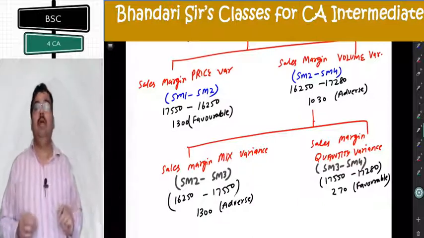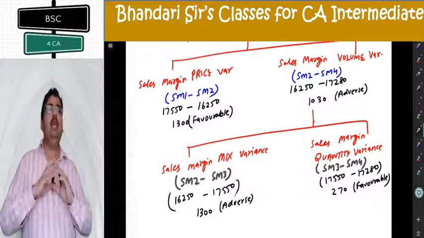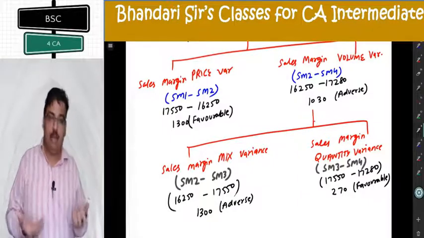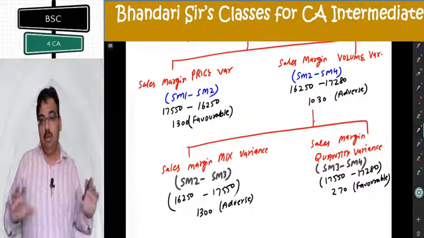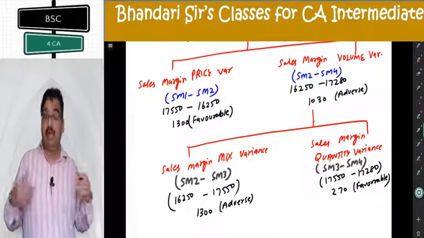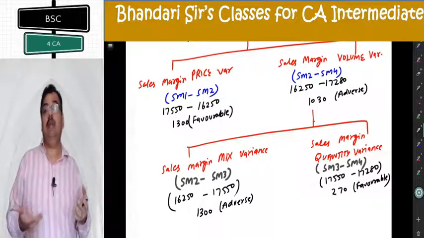That is complete margin variances. Any number of questions will be of same type. You can do any number of questions in your practice for same concepts. In next class, we'll be starting with the next category of variances.